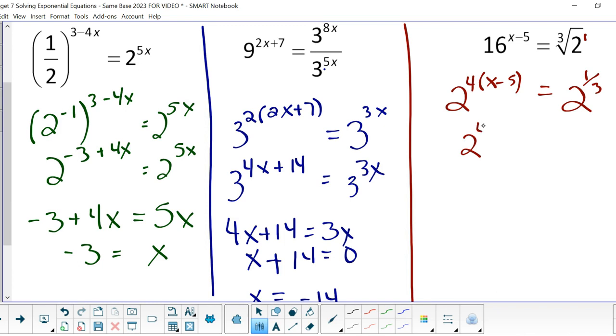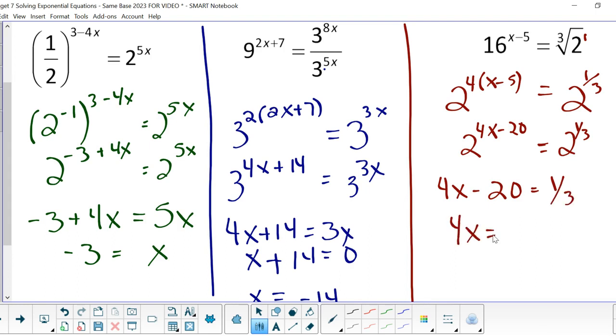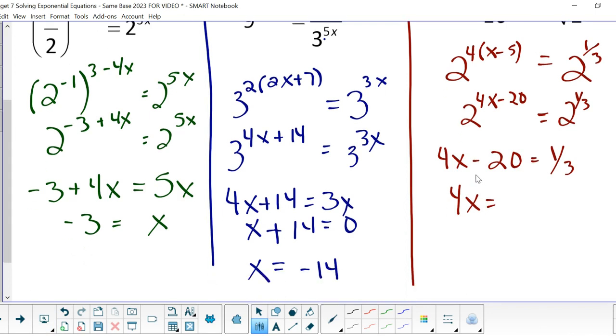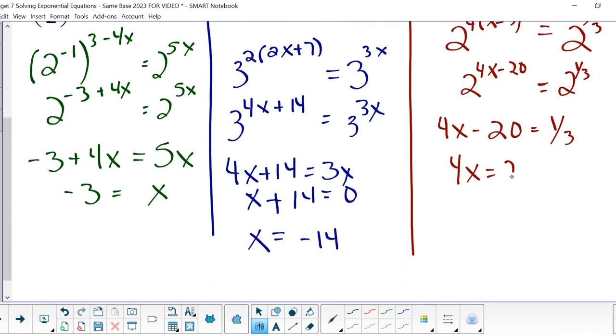Sorry. All right, this becomes 2 to the 4x minus 20 equals 2 to the 1/3. So now I have just the powers equal: 4x minus 20 equals 1/3. And I'm going to start by adding 20. And we're going to do some fraction work here as well. So I have 20 and 1/3 if you add them just like that.